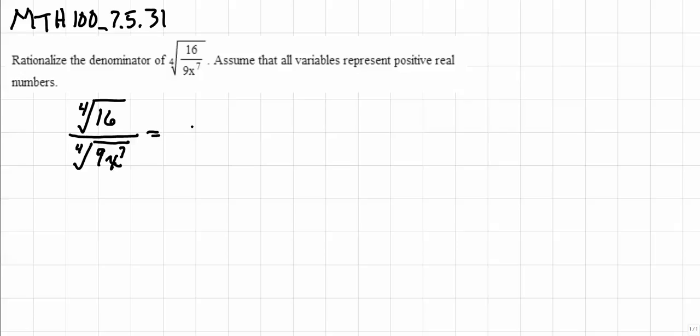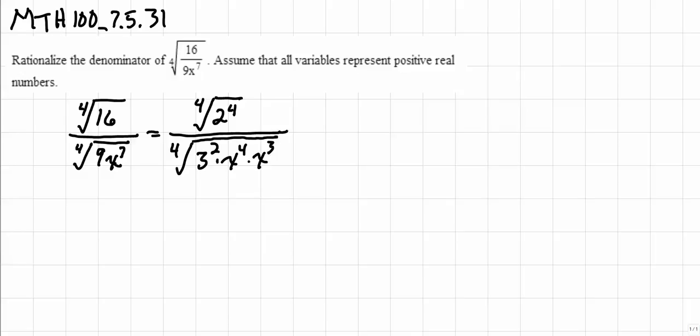Understand that this is the same thing as saying the fourth root of 2 to the 4th power in the numerator. And this is saying the same thing as the fourth root of 3 squared times x to the 4th times x to the 3rd power. And the reason that I do this is because I want exponents of 4 underneath the radical sign so that they match the indices of the radical, which means that I somehow have to convert that to an exponent of 4 and convert that to an exponent of 4.